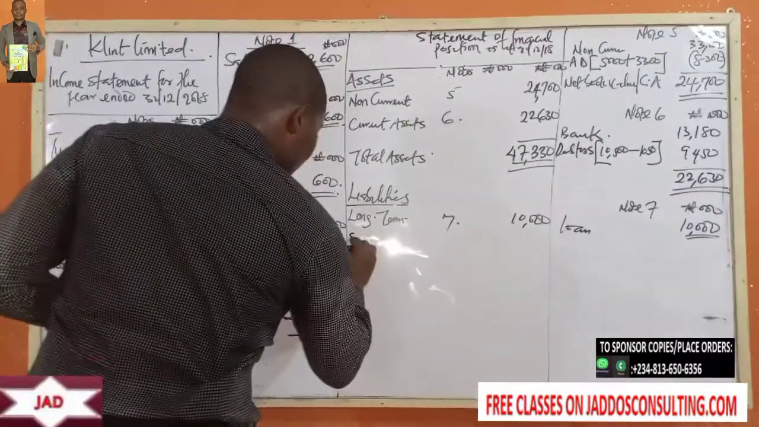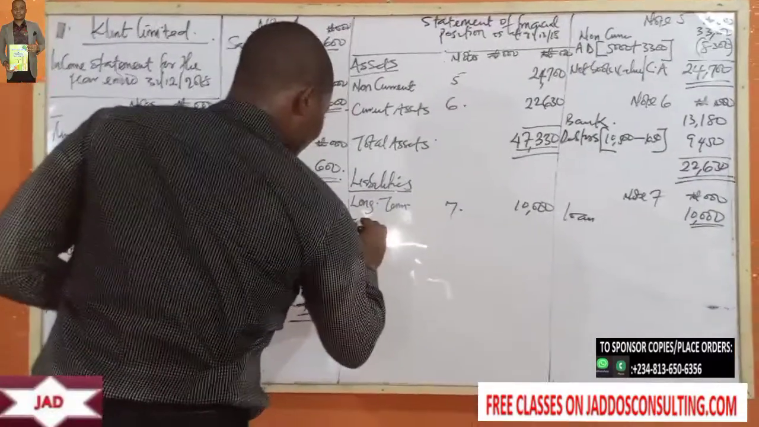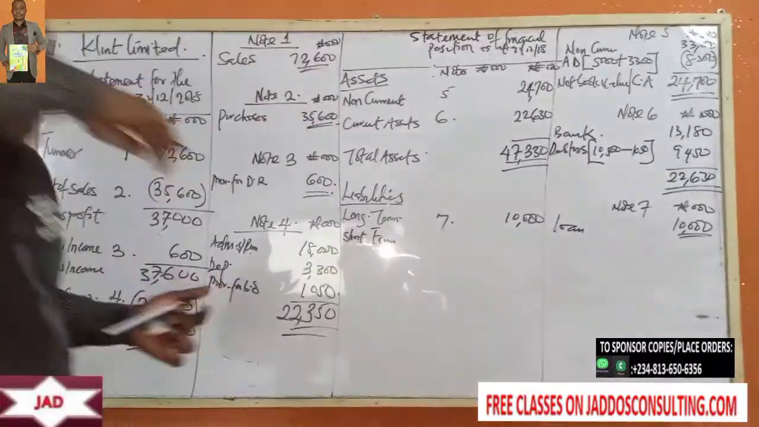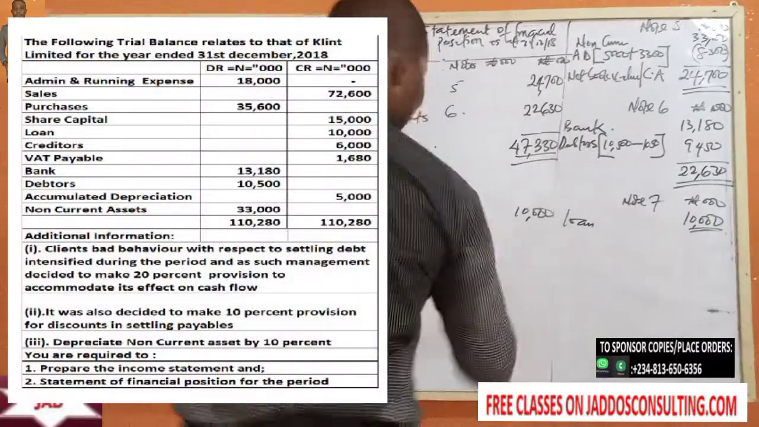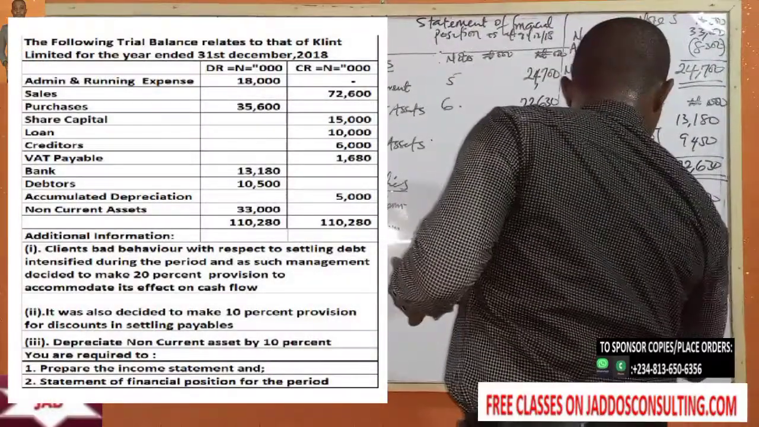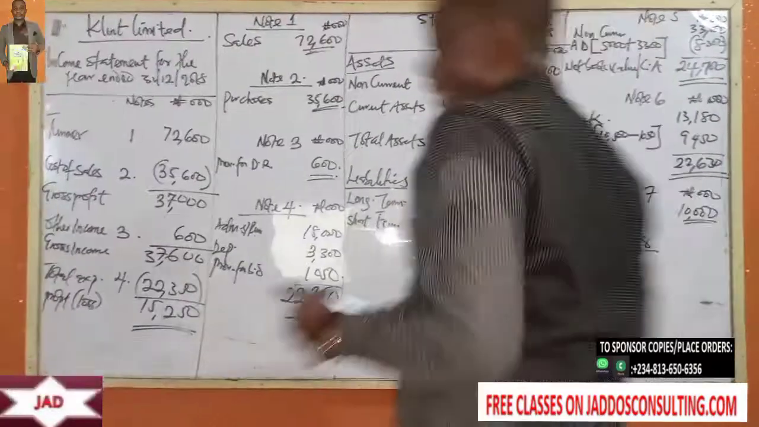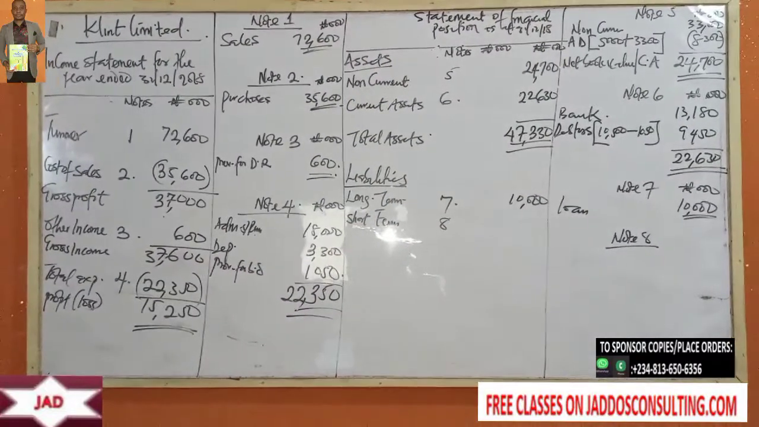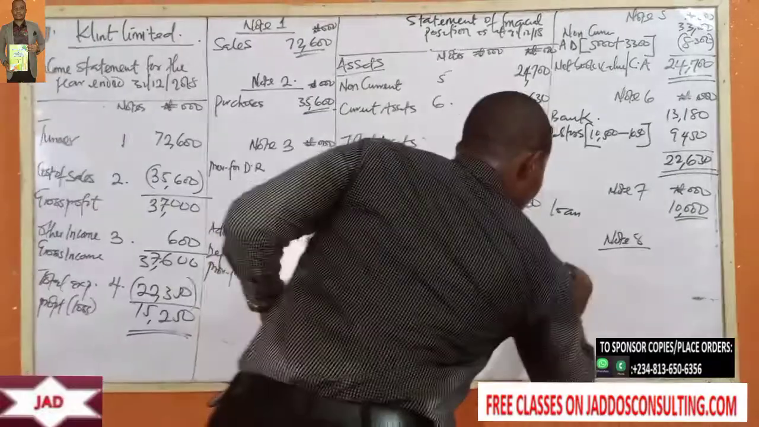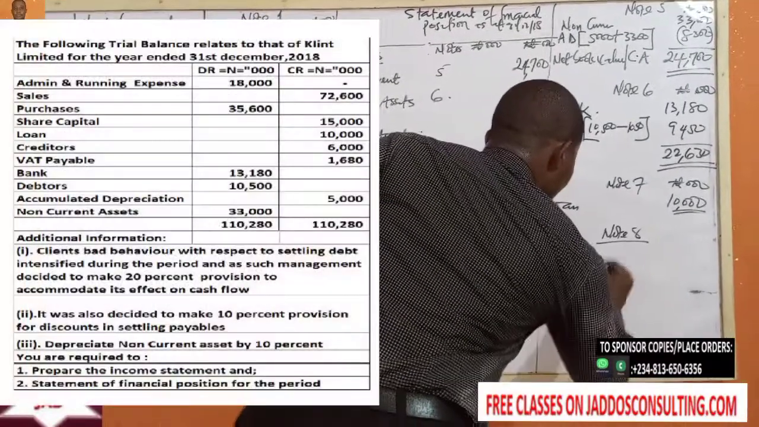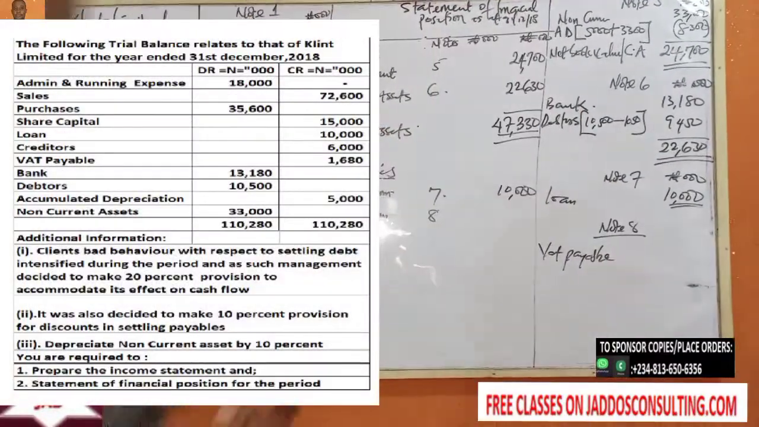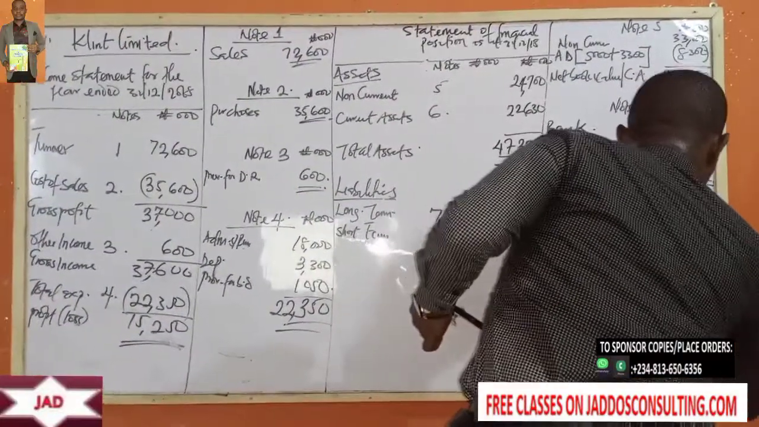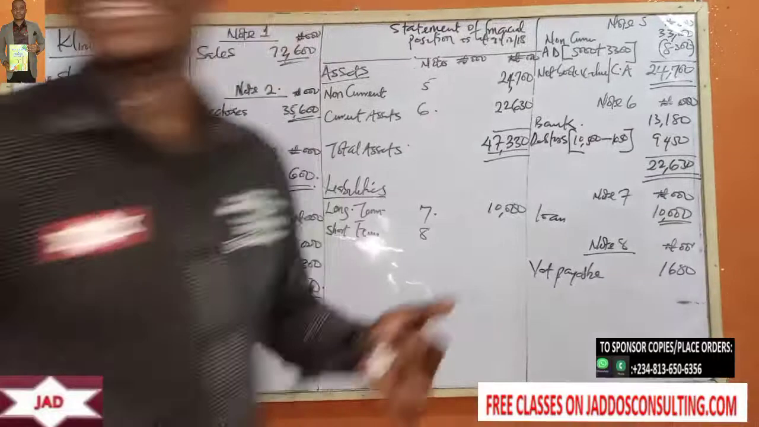We have short term, or what we call current liabilities. Let's call that note 8. What are the items we have there? I can see VAT payable. VAT payable has to be 1680. So what's the next thing there?